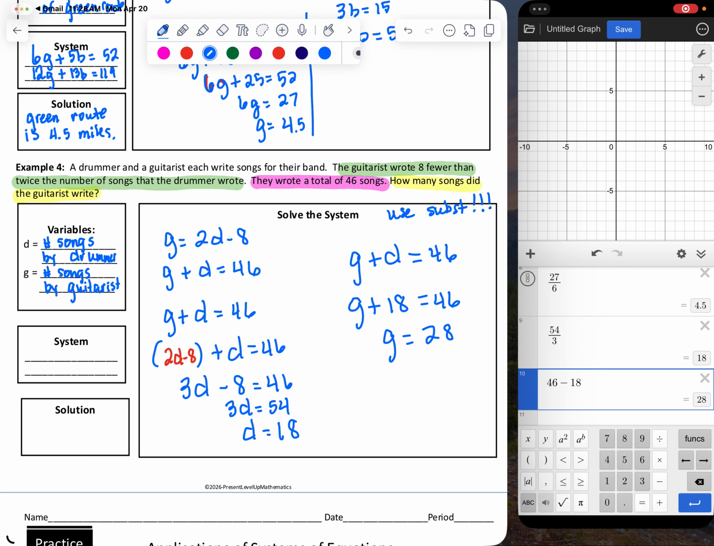So our solution, the guitarist wrote 28 songs. And I'm seeing now I left one of my boxes blank. I was supposed to write the system there. It was G equals 2D minus 8, and G plus D is equal to 46. And that concludes today's lesson, solving real-world problems involving systems of equations.